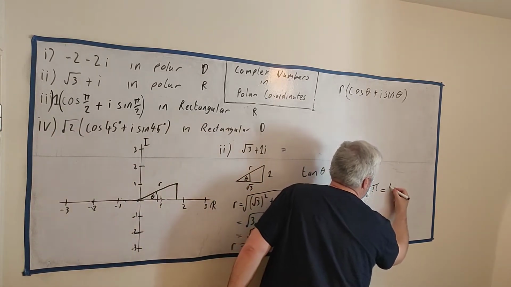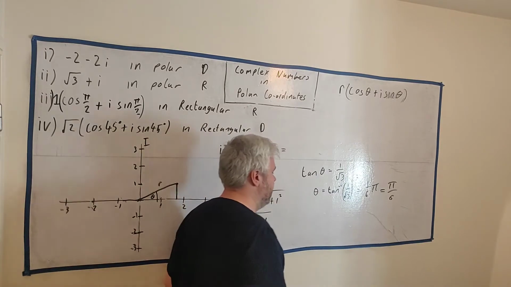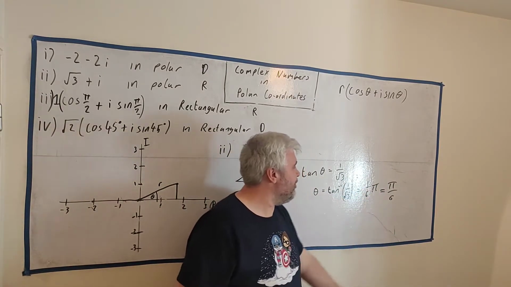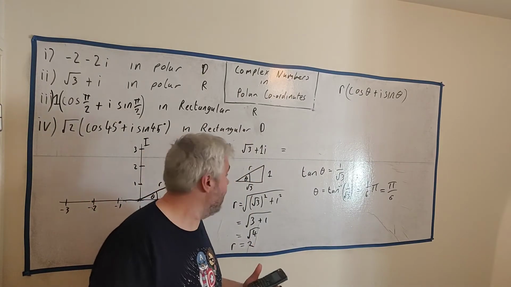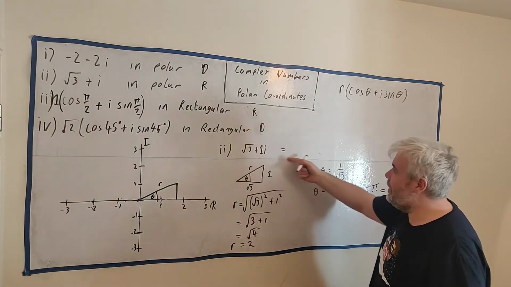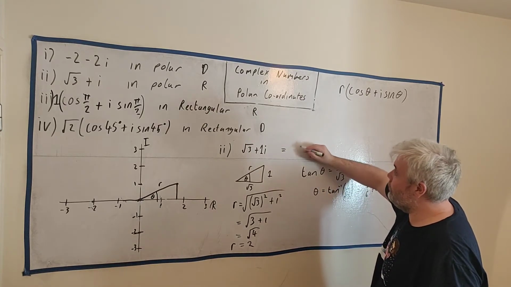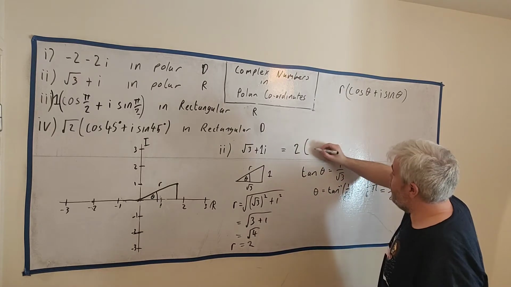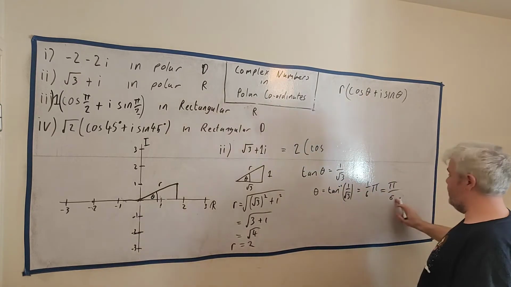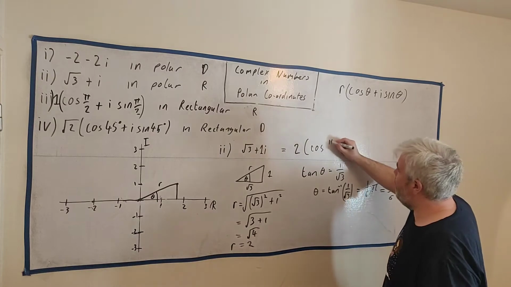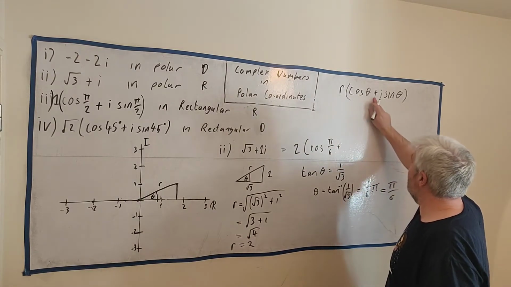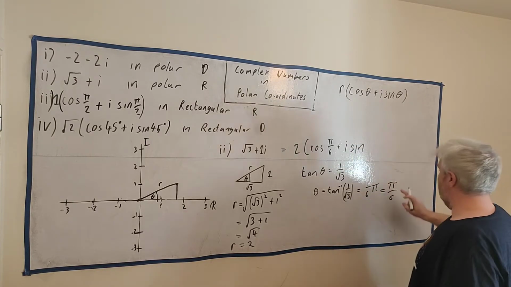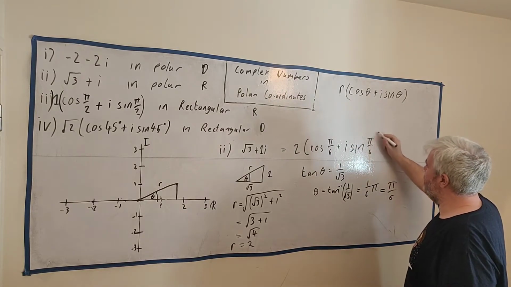Or we could write this as pi over 6, which is usually a bit more standard. I just wrote what the calculator told me. So pi over 6 is what I'll go with. That's it. We're already finished. I can already write my answer here. This is equal to r, where r is 2, and cosine theta. Well, here's theta here. I just found it. It's pi over 6 plus i sine theta. Well, I just found it. Pi over 6. That's it.